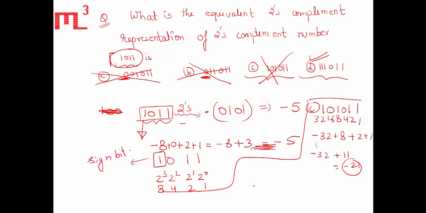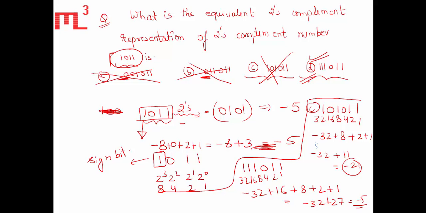This is the correct answer, though we will check it again on our own. This is 1 1 1 0 1 1, which is 1, 2, 4, 8, 16, 32. Let's check it. -32 plus 16 plus 8 plus 2 plus 1, which is -32 plus 16, 8 is 24, and 3 is 27, which is equivalent to -5. Hence option D is correct. So, guys, this is the conventional or traditional approach to solve this question.